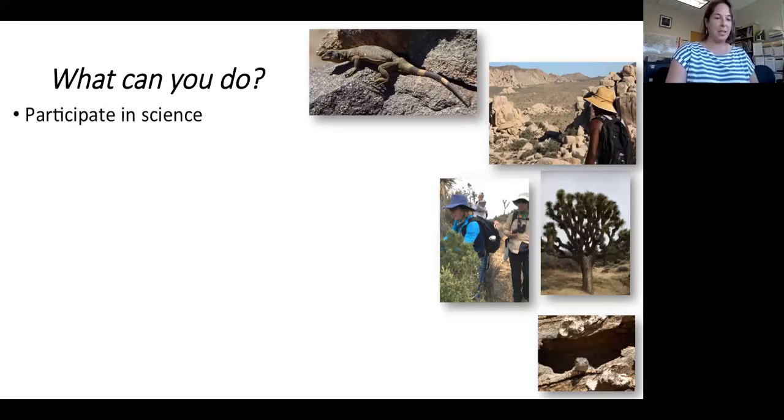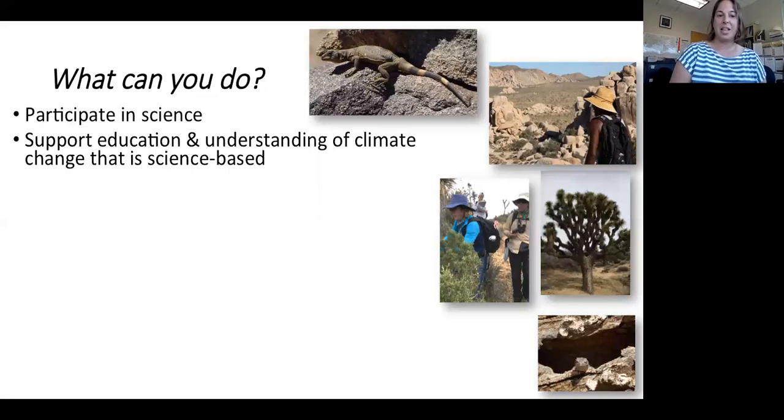So participate in science. A lot of you are science majors, I hope. So you will participate in science, continue to persevere in this environment. I hope many of you continue to graduate school. Participate in science, support education, understanding of climate change that's science-based.